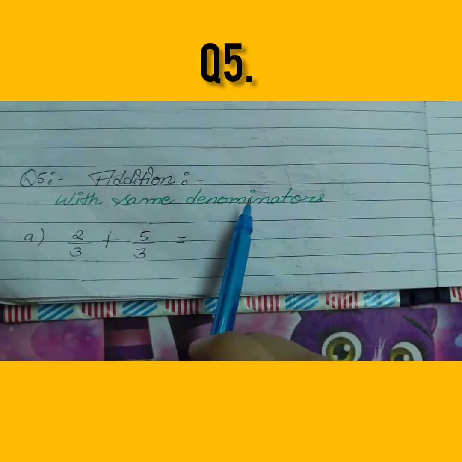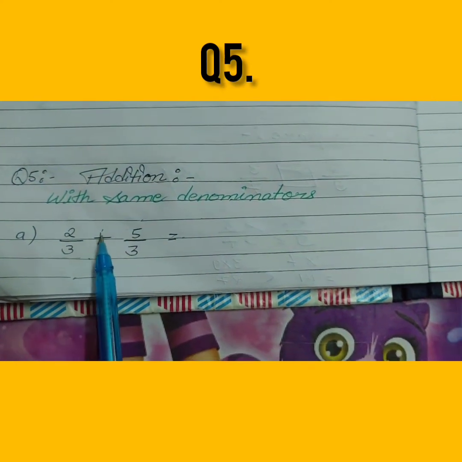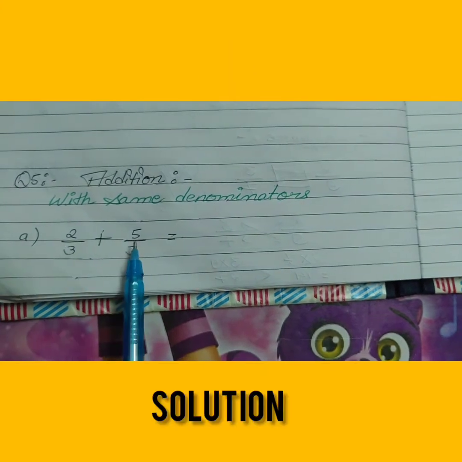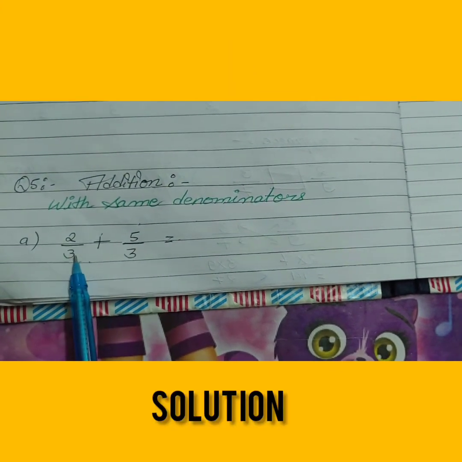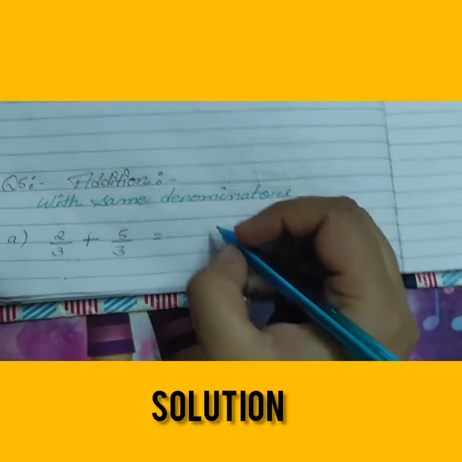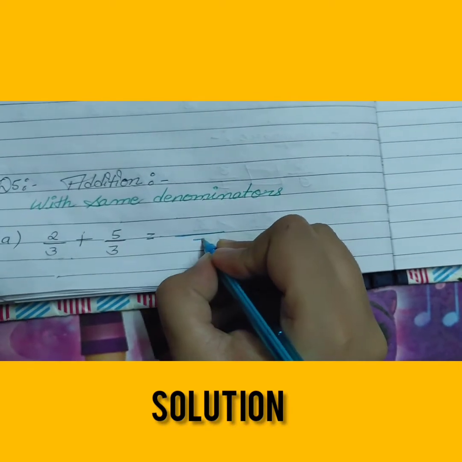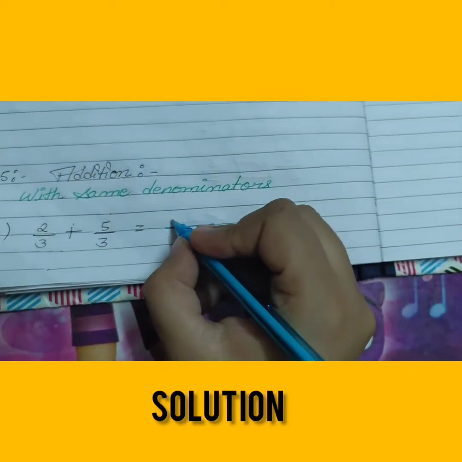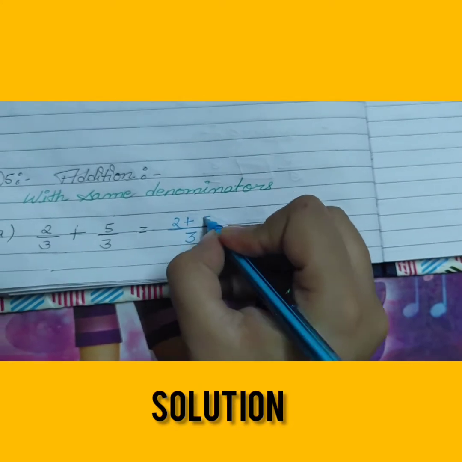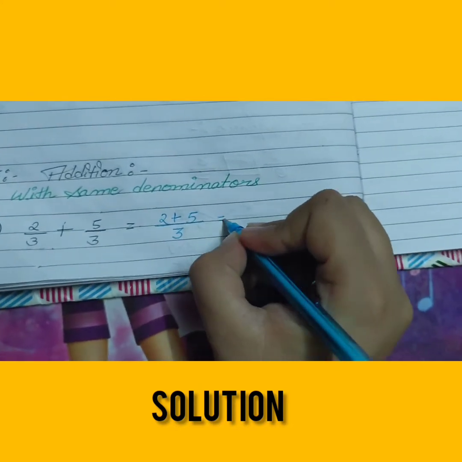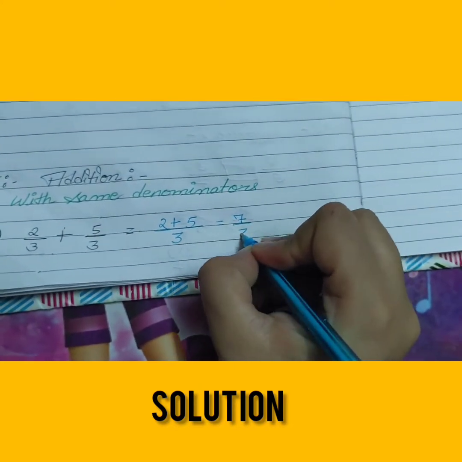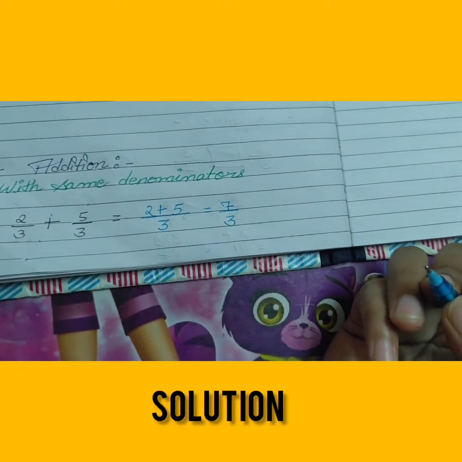Addition with same denominators. 2 upon 3 plus 5 upon 3. Now add both the fractions. Now you can see both have the same denominators. So take the denominator as common, so I have taken 3 as common, and add both the numerators together. 2 plus 5 is 7 upon 3. So 7 upon 3 is our answer.